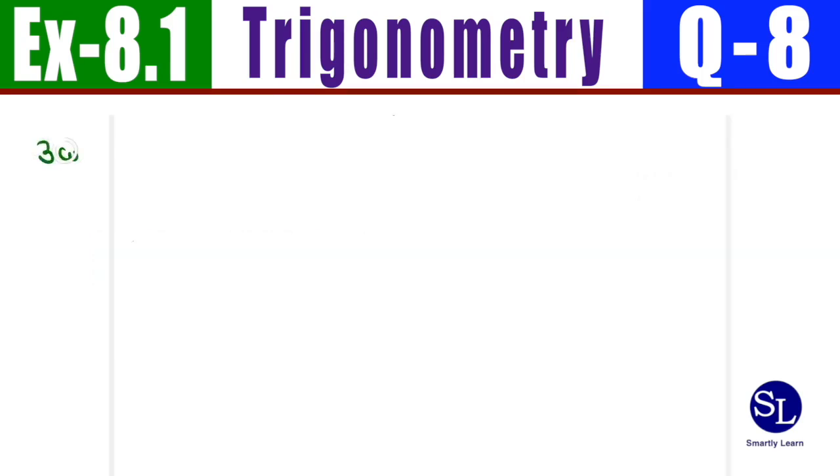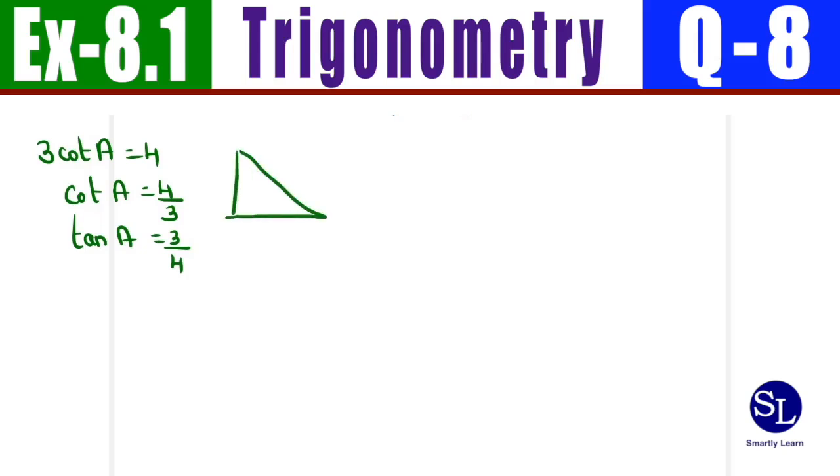They told us 3 cot A is equal to 4. So that means cot A is equal to 4 by 3. I can flip this and write tan A is going to be equal to 3 by 4. Now that we have established this, let's generate the other expressions in trigonometric ratio. So we know tan A is 3 by 4.